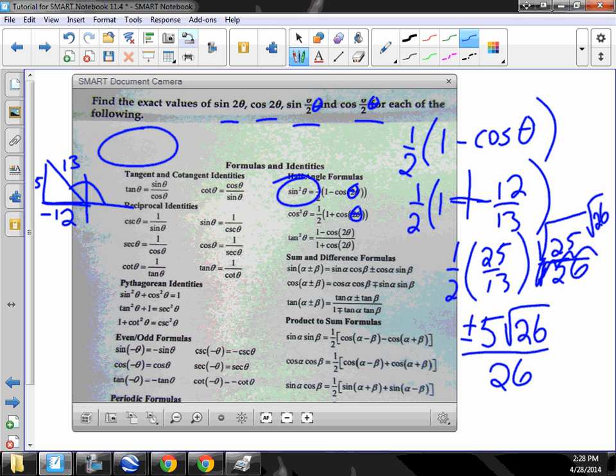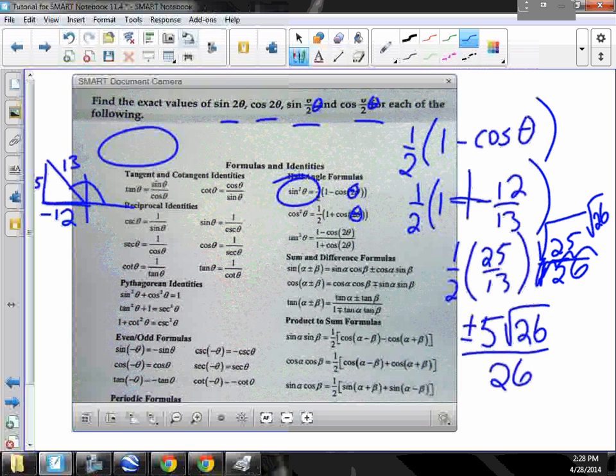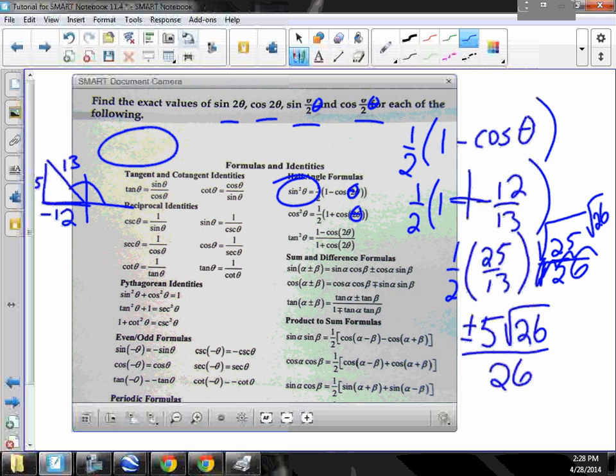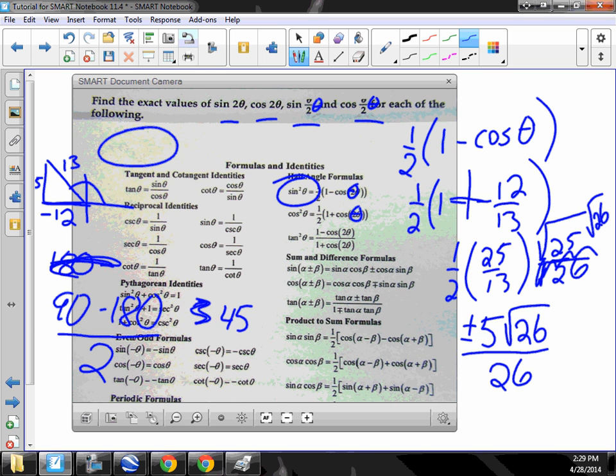Well, we need to look at theta over 2. If theta is in quadrant 2, then theta is some angle between 90 and 180. We know it's somewhere in there. So then we divide it by 2, and the new angle is somewhere between 45 and 90. So it would be in quadrant 1. And we're doing the sine. Is the sine positive in quadrant 1? Yes. So I can get rid of this little negative. 5 root 26 over 26 is sine of theta over 2.